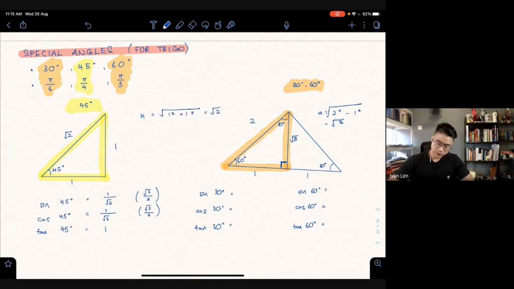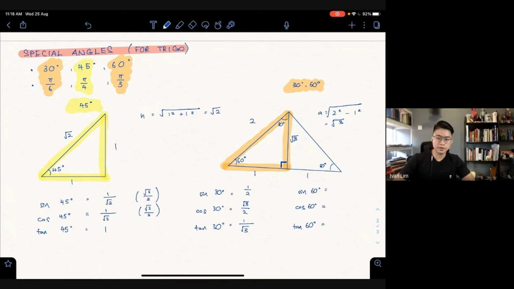Okay. Let's look at 30 degrees first. So the 30 degrees is at the top, right? So sine 30 degrees, according to this, will be 1 over 2, right? So 1 over 2. Cos, CAH, adjacent over hypotenuse, so root 3 over 2. Tangent, TOA, 1 over root 3.